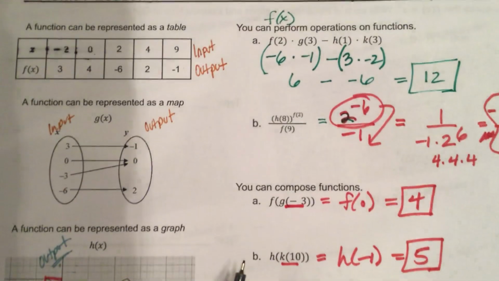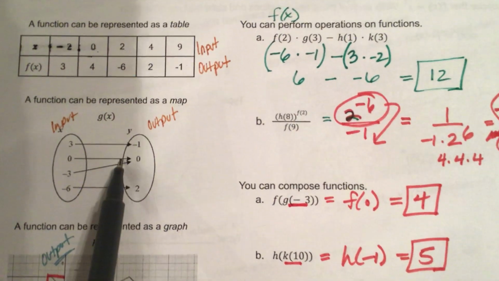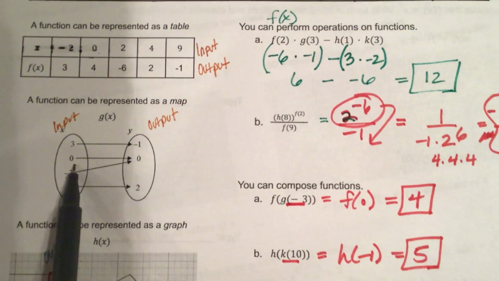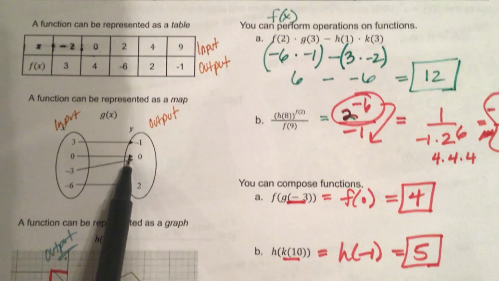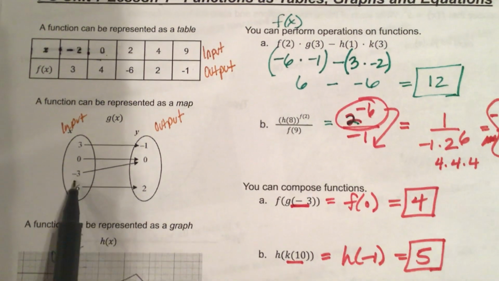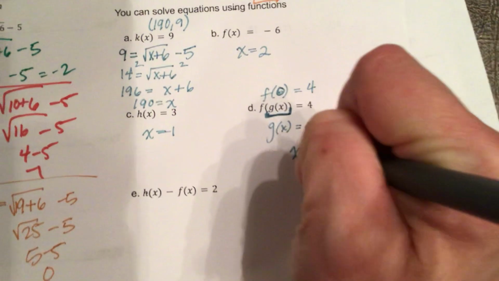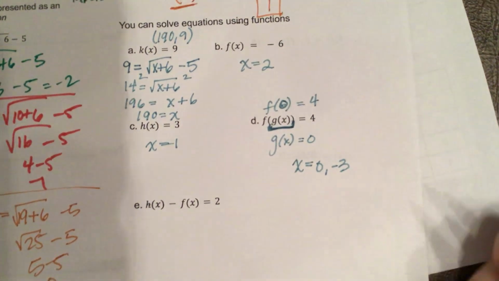Now we're going to go to our g of x equation and say, if my g of x output has to be 0, what are my inputs? Notice that there are 2 arrows coming from it, which means there are 2 possible answers here. My input could have been 0, or my input could have been -3. So my answer here would be x has to be 0 or -3.